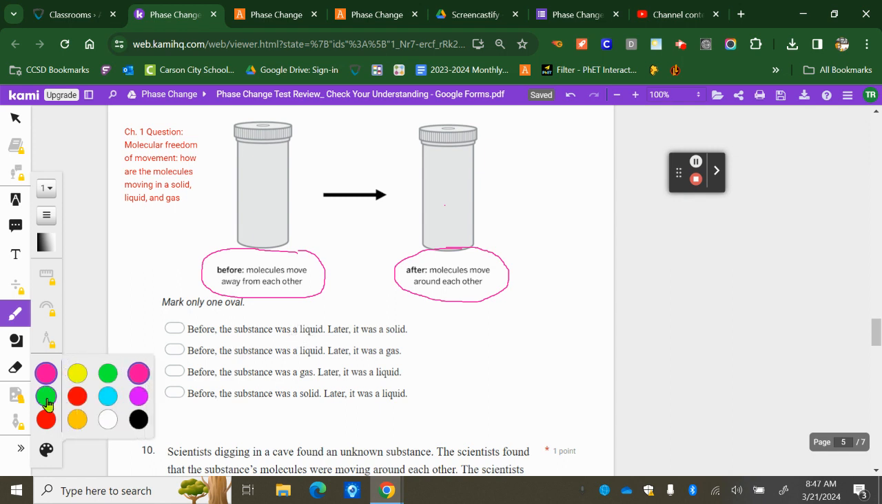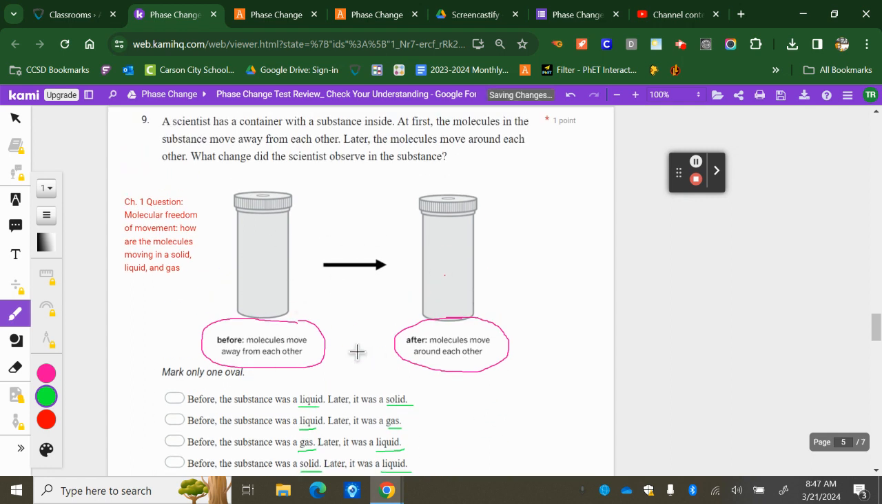So I'm just going to come through my questions and put the important thing: liquid to solid. This one is liquid to gas. This one's gas to liquid. And this one's solid to liquid. So let's just remind ourselves how these molecules move.